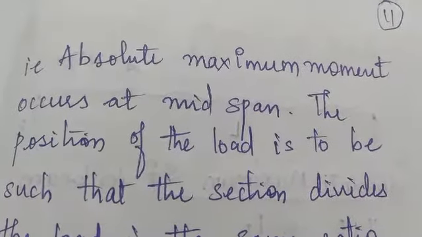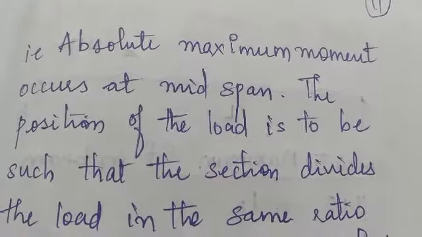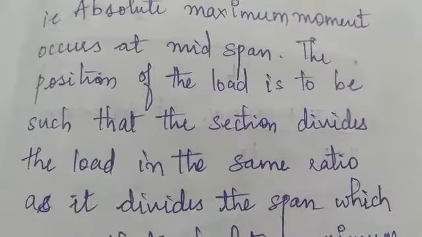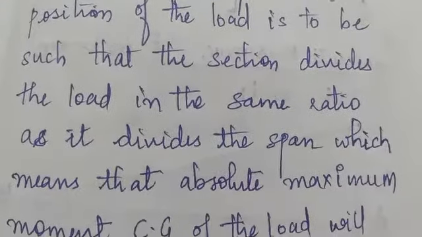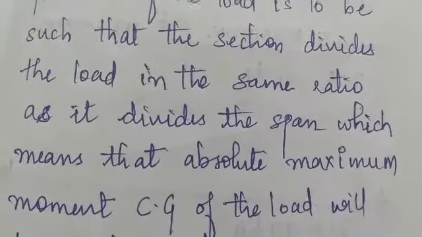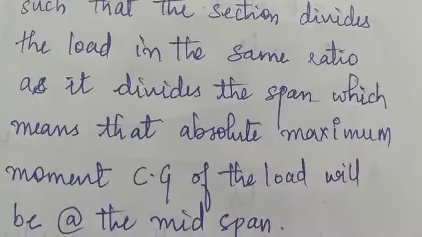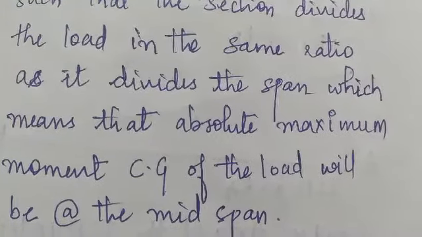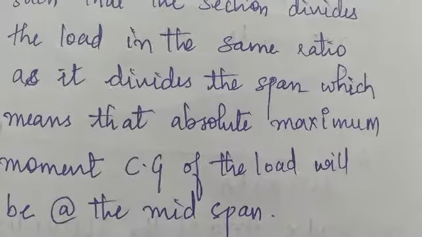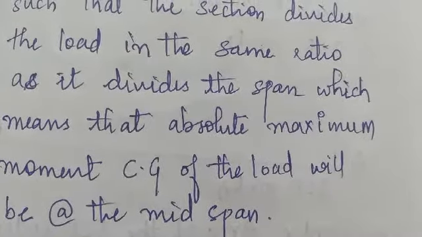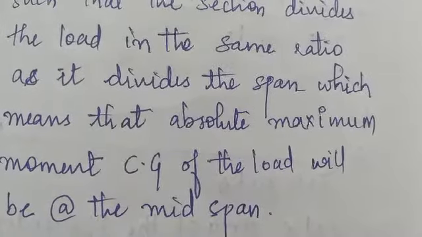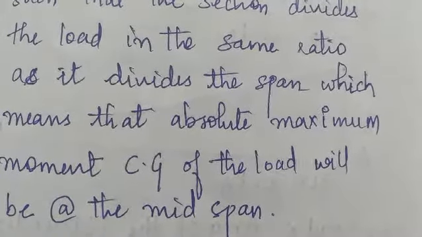The position of the load is such that the section divides the load in the same ratio as it divides the span, which in simple meaning is that the CG of the load will be intersecting the midspan of the given beam. In simple words, the CG of the load should be intersecting the midspan.